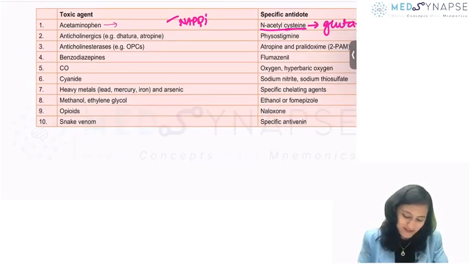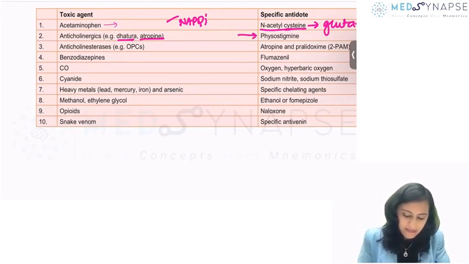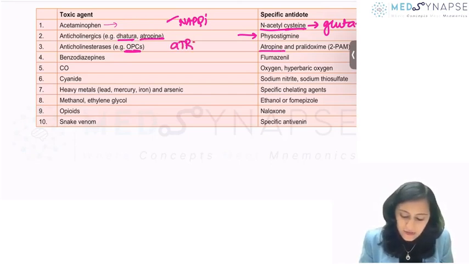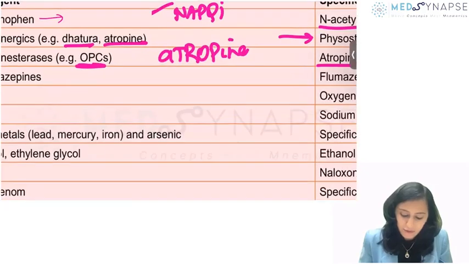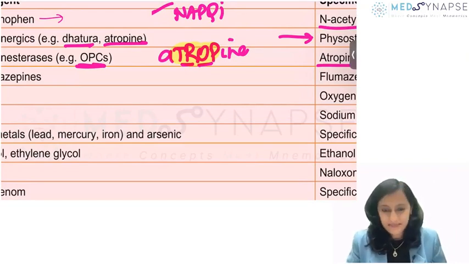So that's a very important trick. Next one, anticholinergics, that is Datura or atropine. Remember, we said it is physostigmine. OPCs, remember, atropine is used in treatment. Atropine is the treatment of OPC. The term itself helps you to remember that. It is the treatment of OPC.